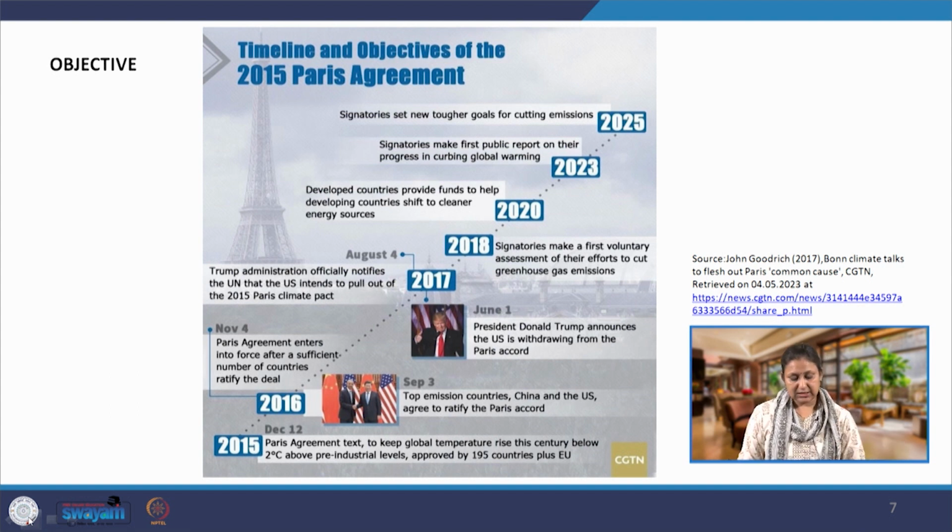In 2016, top emission countries China and the US agreed to ratify the Paris Agreement, Paris Accord, which was considered to be a major success for Paris Agreement. Paris Agreement enters into force after a sufficient number of countries ratify the deal. So, there was a good number within 1 year of its proposal.